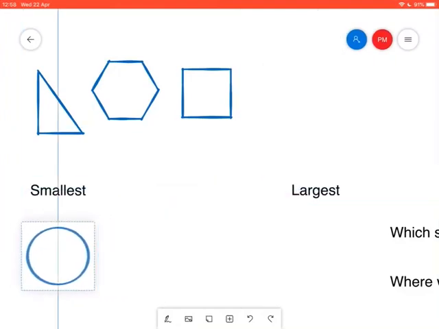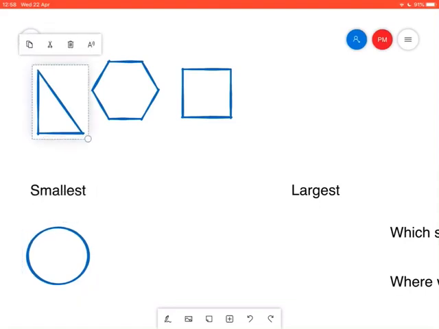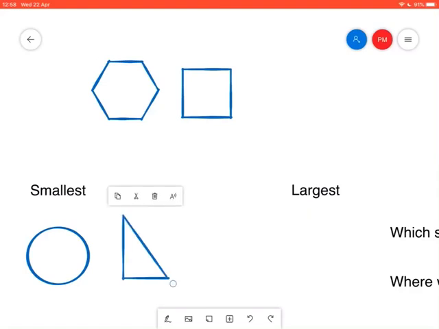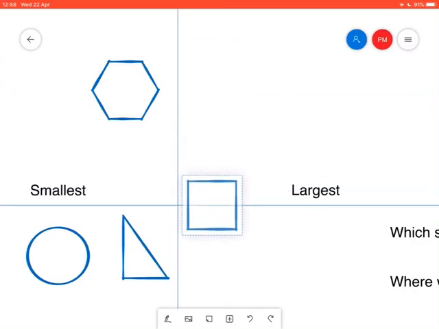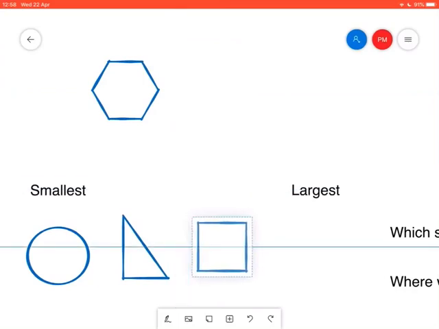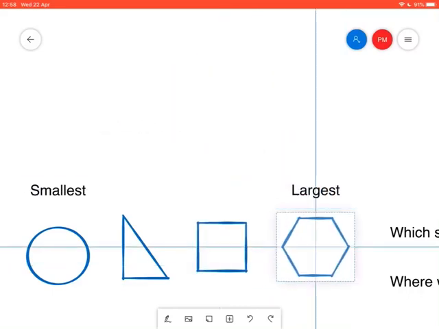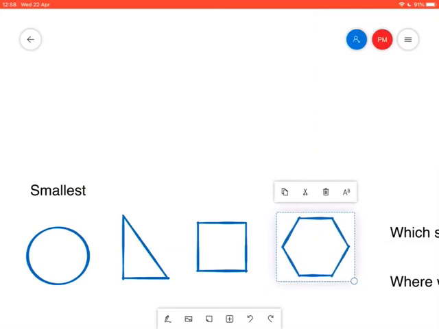So it goes as the smallest. And then the next one is the triangle, because it only has 3, so it's bigger than 1. But then we have the square. It's got 4, so it is larger than 3. And then our final shape is the hexagon, which has 6, so it's bigger than 4, bigger than 3, and bigger than 1, so it is our largest shape.